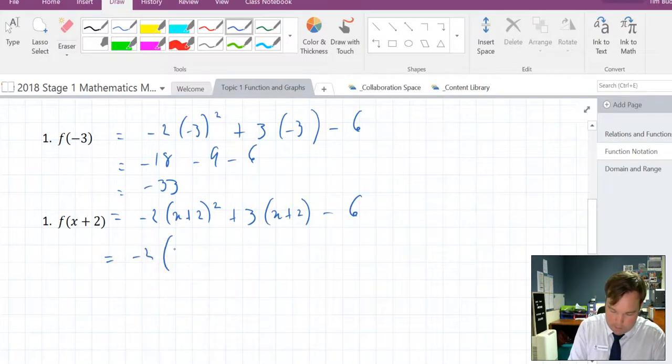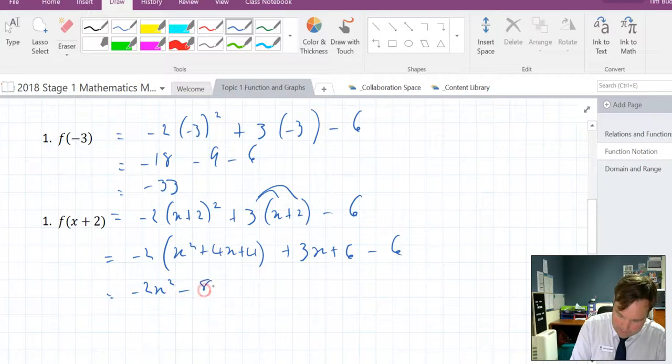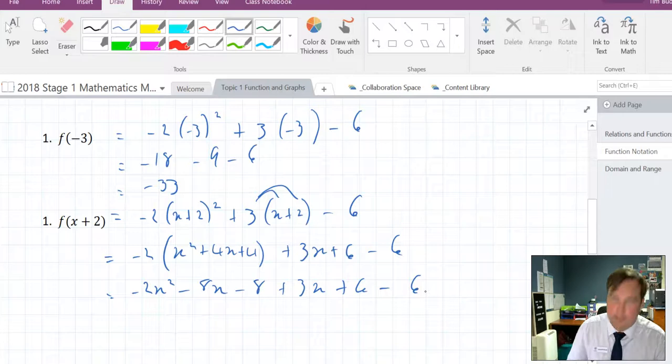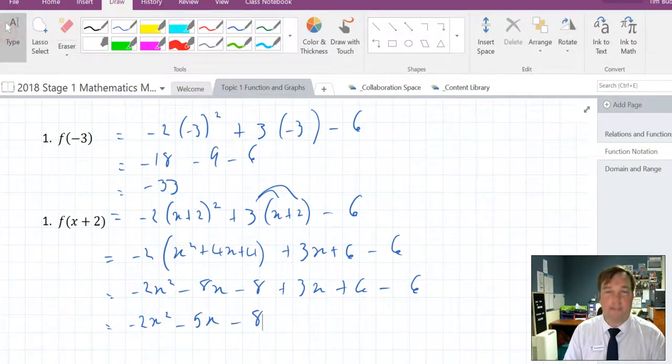Keeping minus 2 at the front here, this then becomes x squared plus 4x plus 4 plus 3x plus 6. That's that expansion happening, take 6. Let's expand this first one. Minus 2x squared, take 8x, take 8, plus 3x plus 6, take 6. Alright, the plus 6 and take 6 on the end are going to fall off. This minus 8x is common with plus 3x, so it becomes minus 2x squared minus 5x take 8. Alright, and that would be the simplified answer.